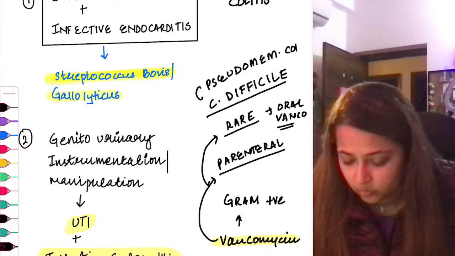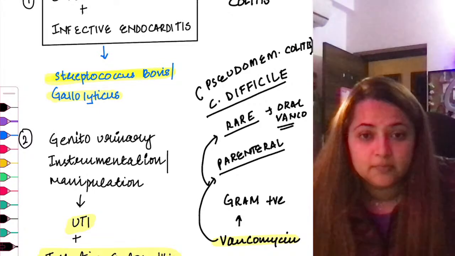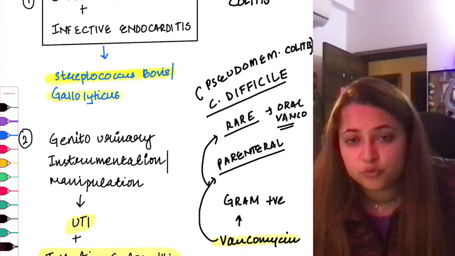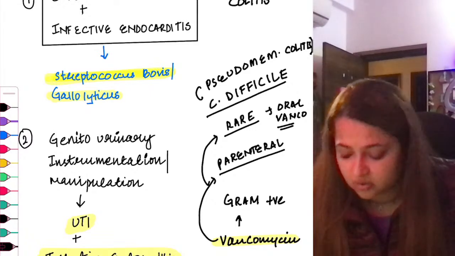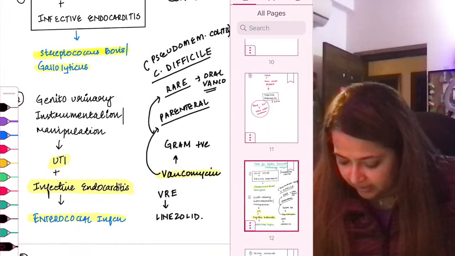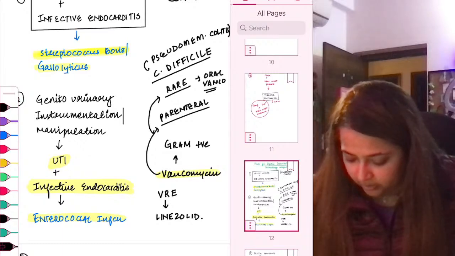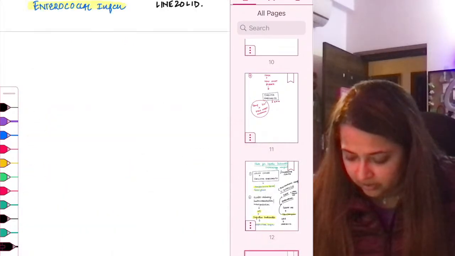Your homework today is to read and learn the drugs that could lead to pseudomembranous colitis. This is very high yield. So please know the drugs that lead to pseudomembranous colitis.